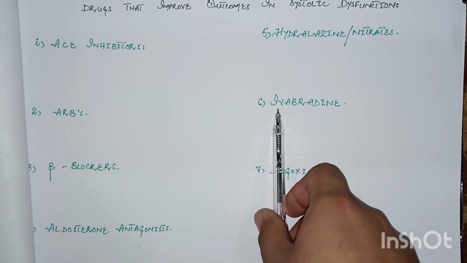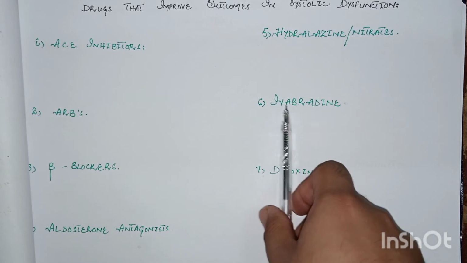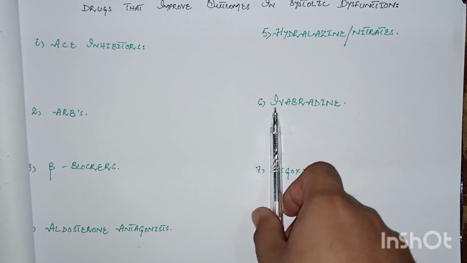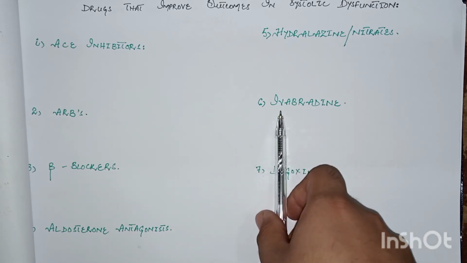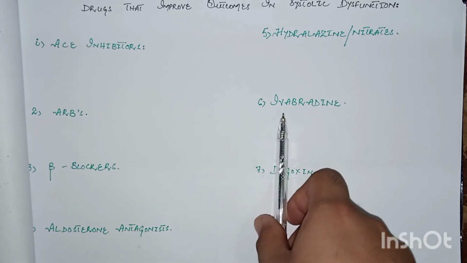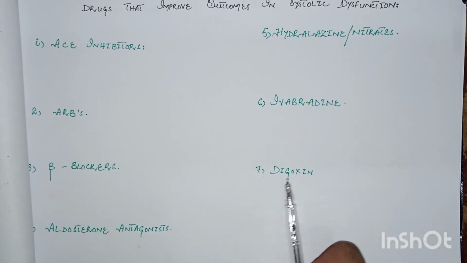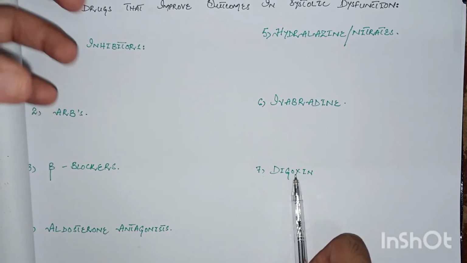The next drug which is used is ivabradine. This ivabradine is basically a funny channel blocker in the SA node, and this should be used in those patients whose heart rate is greater than 77 beats per minute. It also improves the mortality in these patients. The next drug is digoxin. This drug is used in severe stages of congestive heart failure, in the last stages of congestive cardiac failure, and is a positive inotropic drug and improves the contractility.